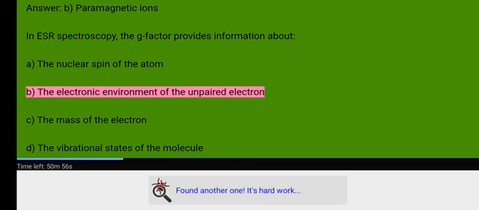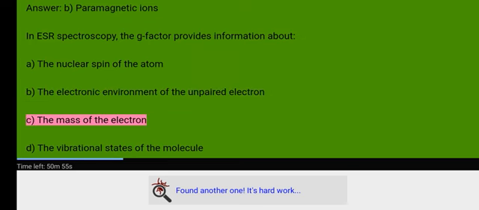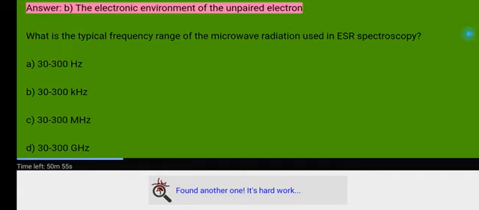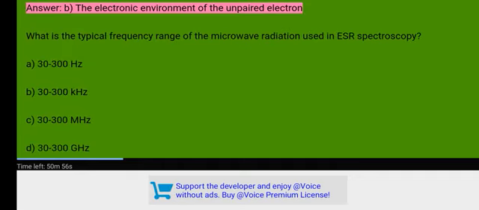In ESR spectroscopy, the g-factor provides information about: A. The nuclear spin of the atom. B. The electronic environment of the unpaired electron. C. The mass of the electron. D. The vibrational states of the molecule. Answer, B. The electronic environment of the unpaired electron.